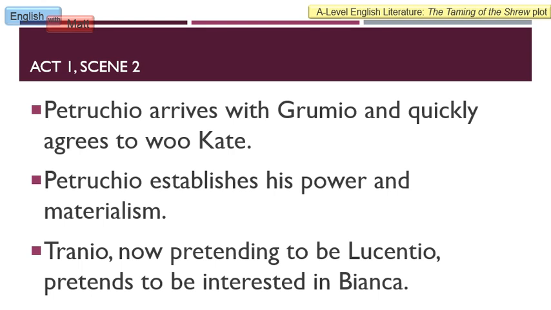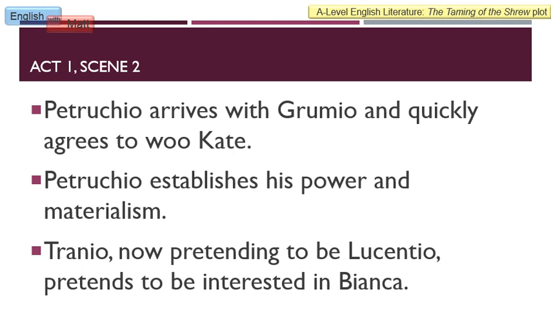After the initial repartee about knocking at the gate, which Gremio gets confused with, he does agree to woo Kate very, very quickly. And part of this suggests that Petruchio is using Kate as a way to prove his reputation as a strongman.